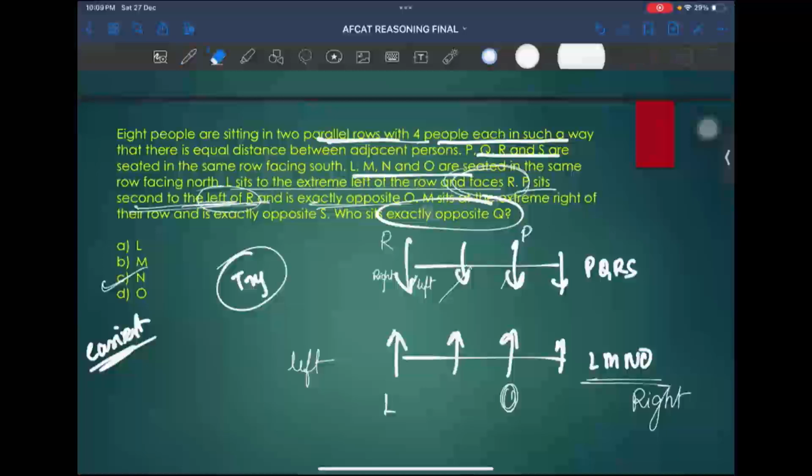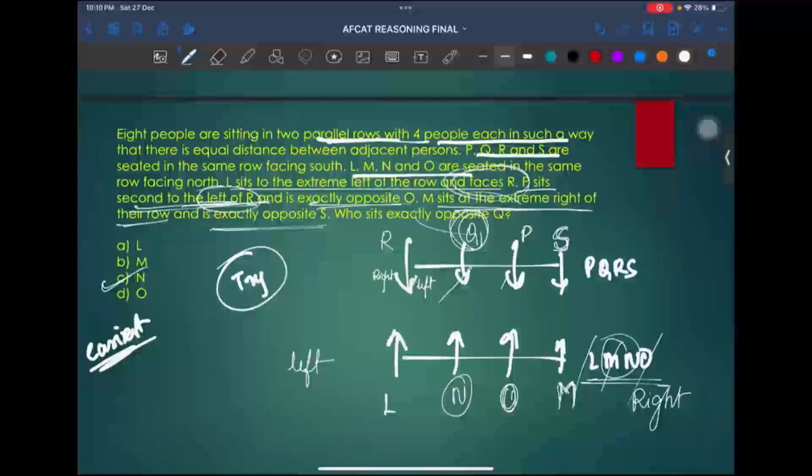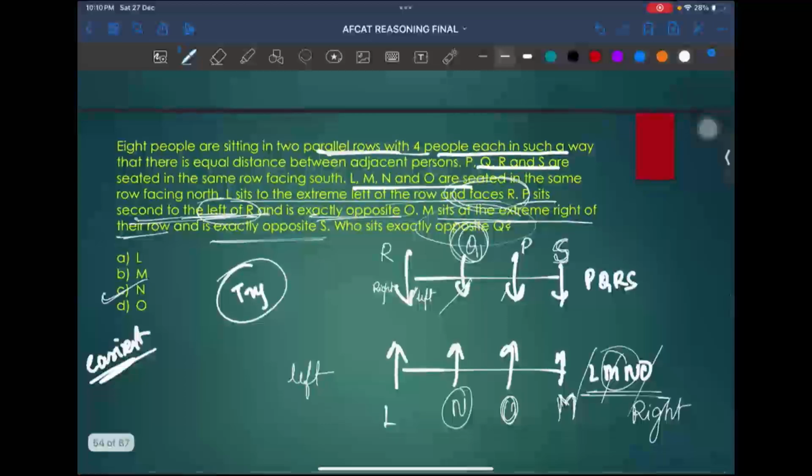M sits at the extreme right of their row. Here the row of M is facing towards right, and M sits extreme right, in the sense in the corner. And who is exactly opposite to S? Remaining person is your Q. Here it is N, because L is over, M is over, N, O is over. So they are asking who is exactly opposite to Q. Opposite to Q is N.